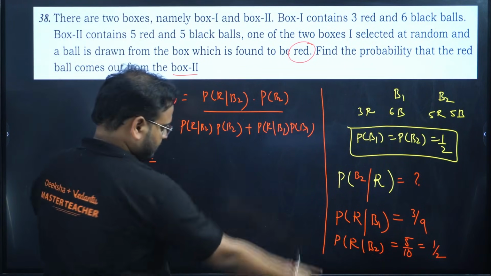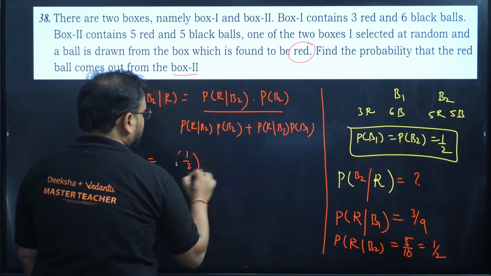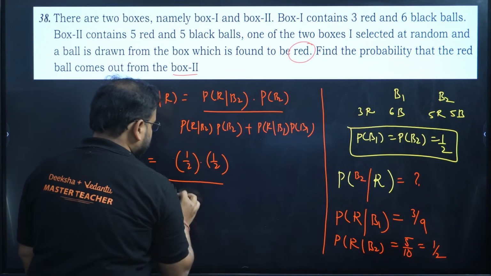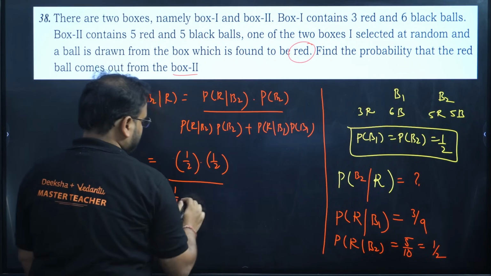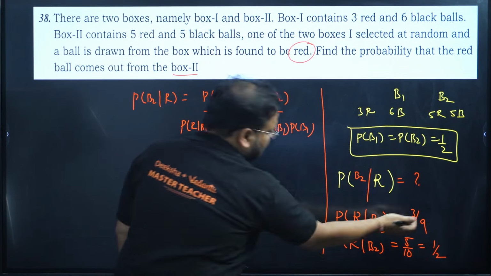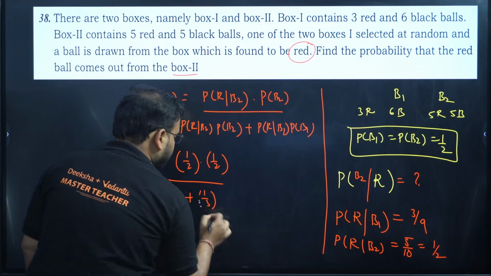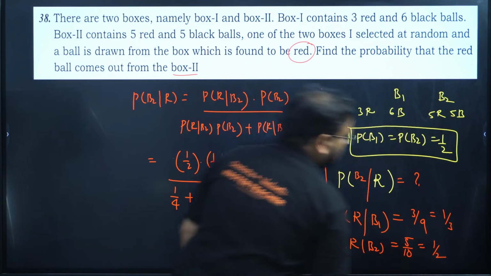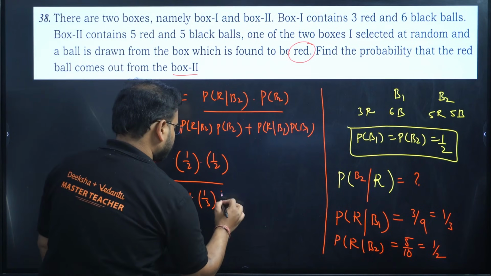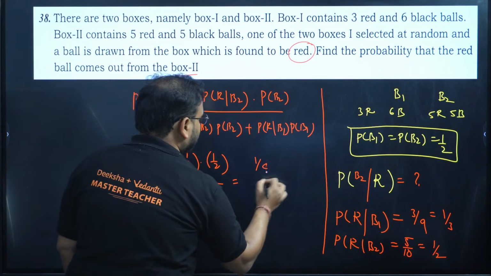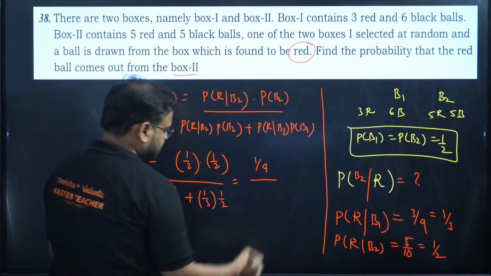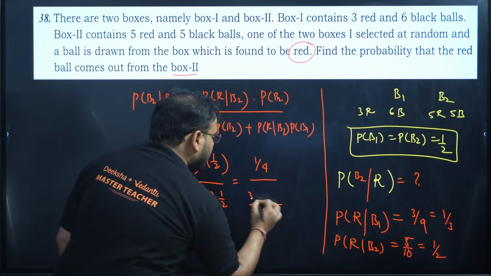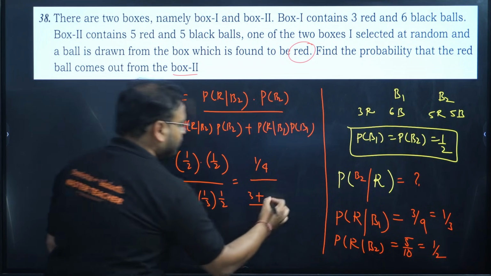So what is P(R|B2)? Check here, 1 by 2. What is P(B2)? 1 by 2. Divided by, this value will be the same, 1 by 4, because this and this are the same thing. So 1 by 4 plus P(R|B1), which is 3 by 9, so 1 by 3, and P(B1) is again 1 by 2. Simplify: you have 1 by 4 and 1 by 6. The LCM will be 12. 4 3s are 12, so you'll have 3 over here, and 6 2s are 12, so we'll have 2 over here.